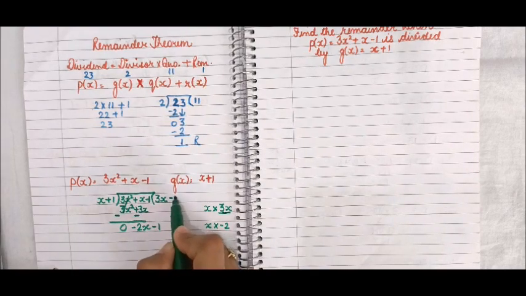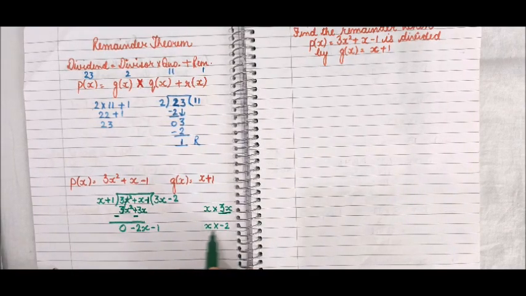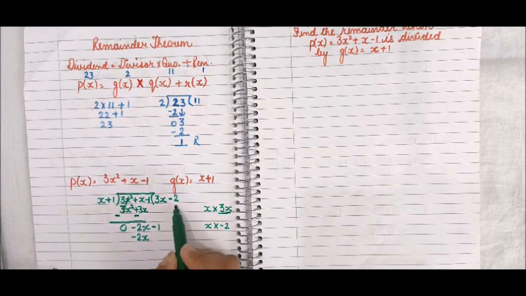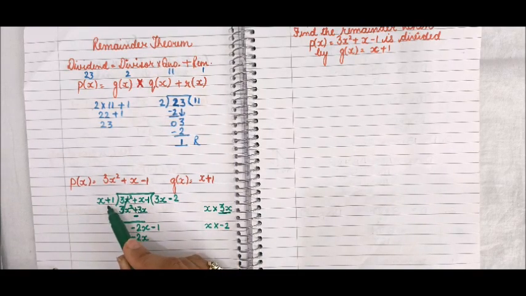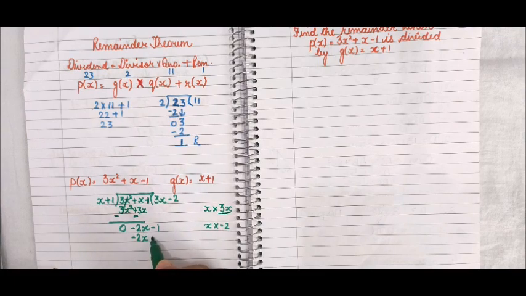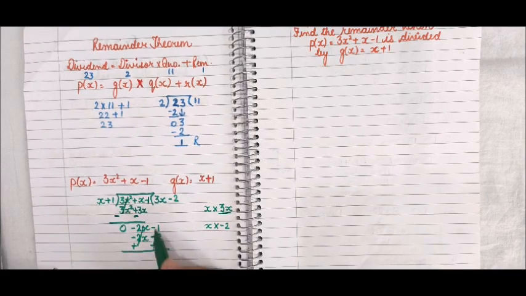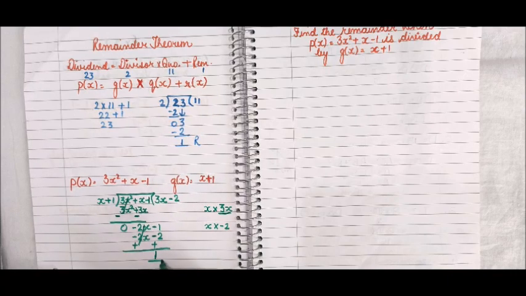So it will be written here minus 2, because when I multiply minus 2 with x, I will get minus 2x. But it has to be multiplied with the next term also of the divisor. So minus 2 into 1 will be minus 2. So again the sign changed. So this will be cancelled. 2 minus 1 will give me 1.